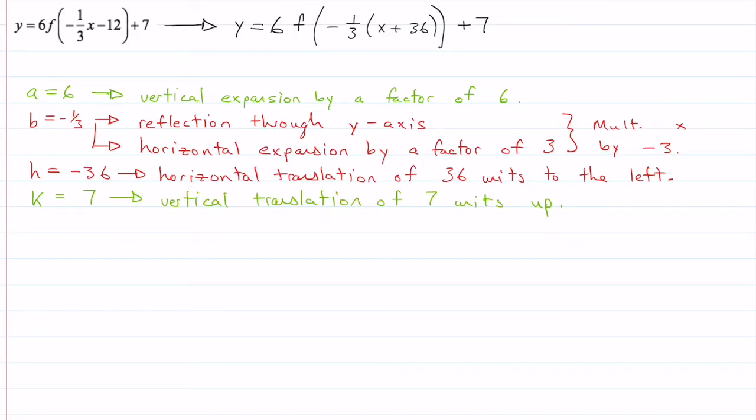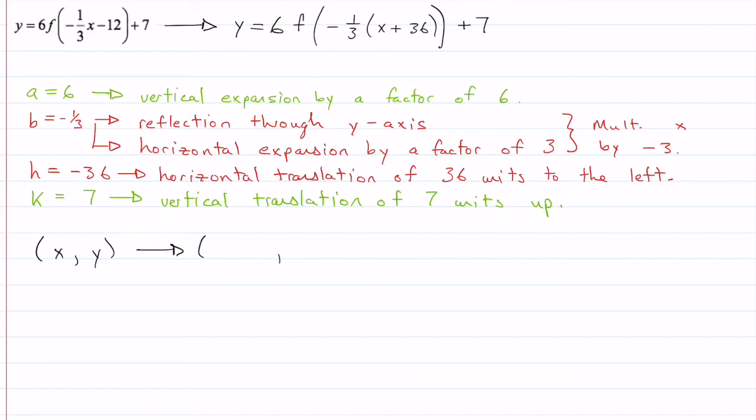So now remember, we actually follow the rules of BEDMAS for transformations. I'm going to make sure I multiply my y value by 6 and multiply my x value by negative 1/3 before I add or subtract the h and k values to x and y respectively. So just like BEDMAS, multiplying has to be completed before you add or subtract.